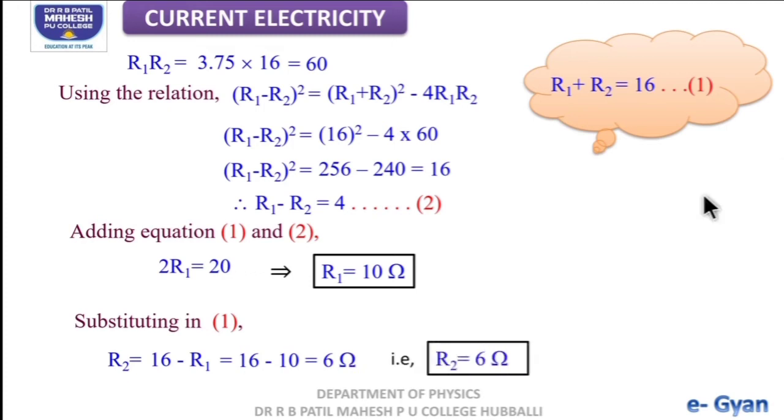Okay, now we got the value of R1 and R2. R1 is equal to 10 ohm and R2 is equal to 6 ohm. When you add these two, you should get 16. That is, 10 plus 6 is 16. Hence, whatever the value we have found is correct.